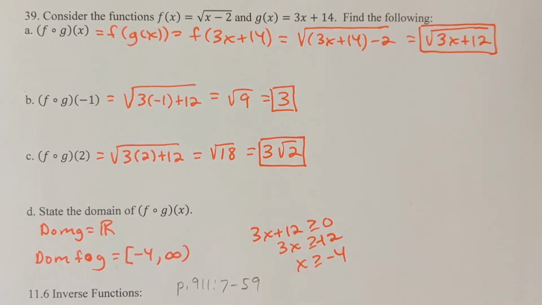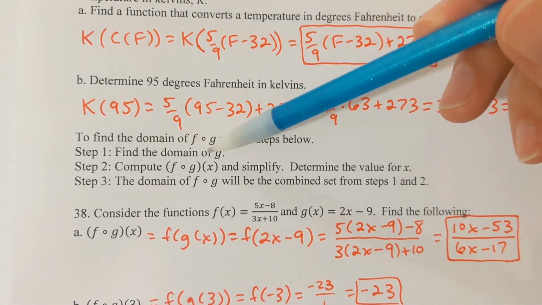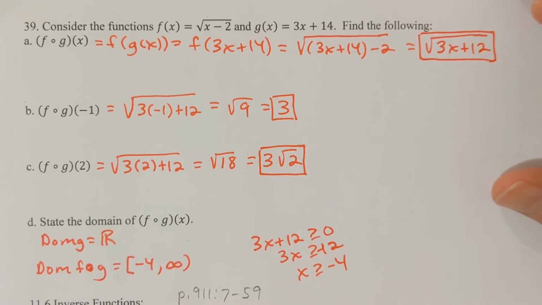Part D, state the domain of the composite function. All right, so step 1 again, and that is to find the domain of g. Well, here's g of x. g of x is a linear function. The domain of any linear function is all real numbers. So again, I'm not initially throwing anything away here in step 1.